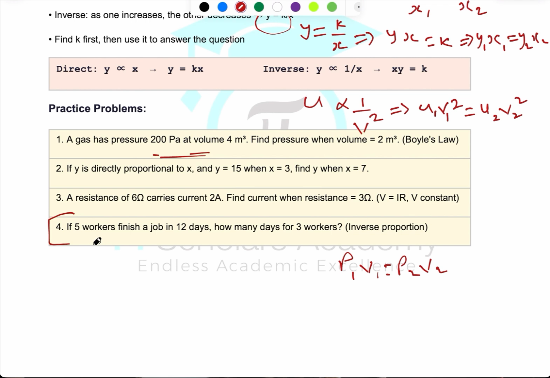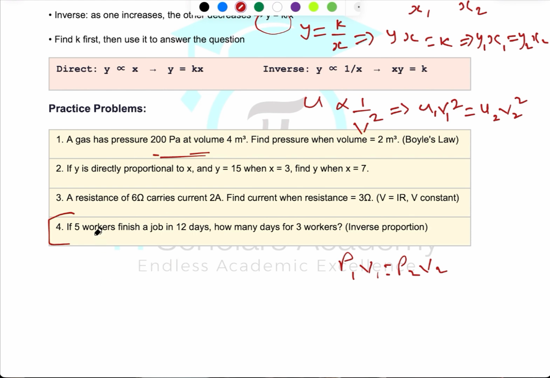In this situation, 5 workers finish a job in 12 days. How many days will it take 3 workers to do this job? Work is done by 5 persons. They finish in 12 days. What will happen if 3 persons should do the same work? That means that the number of days will increase. That implies that the more workers you have, the fewer the number of days. The fewer workers you have, the more the number of days. This is inversely proportional.